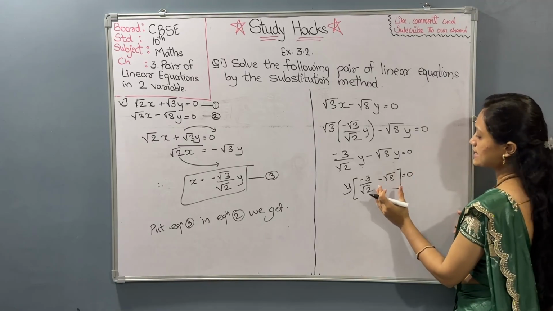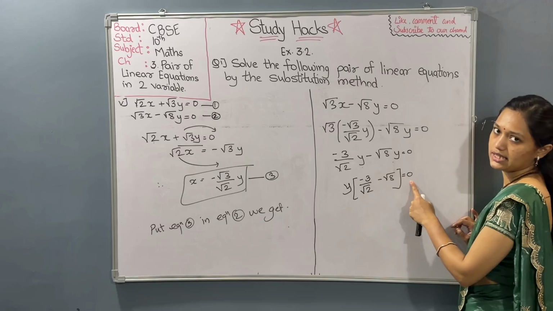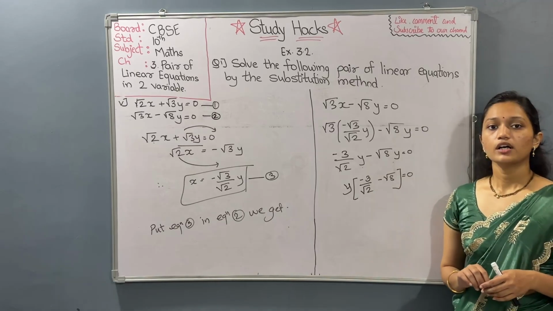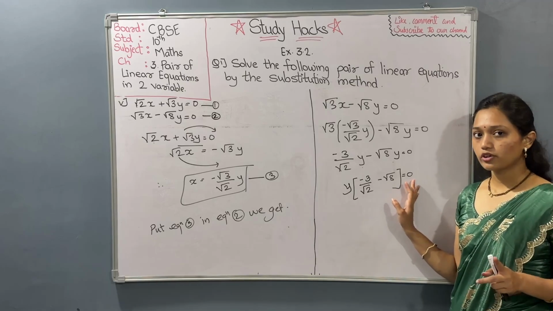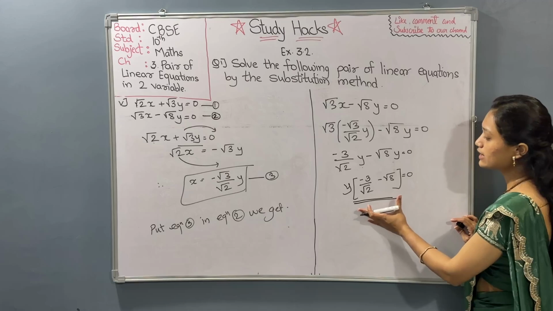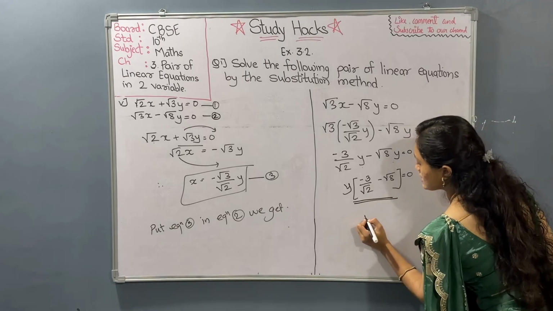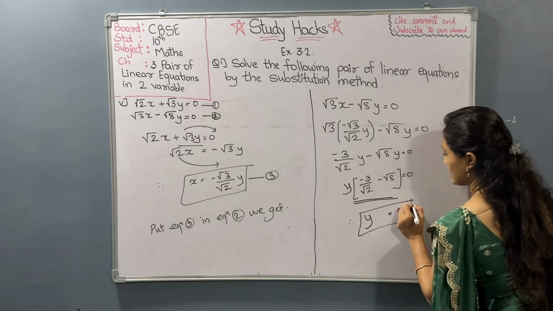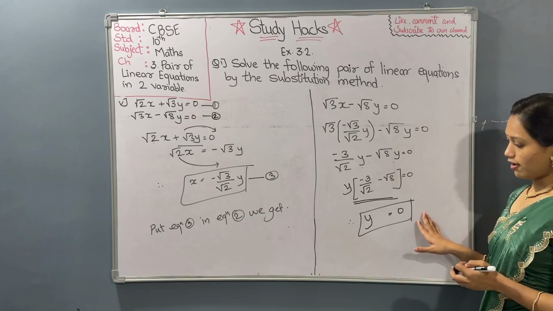Now you can clearly see that the answer of multiplication of y and this bracket will be 0. So you know that if you want the answer of the product of any two numbers as 0, one of the numbers should be 0. And here, if we solve this bracket, it will definitely not be 0. That's why we have to take y as 0. Therefore, y = 0. This is the value of y.